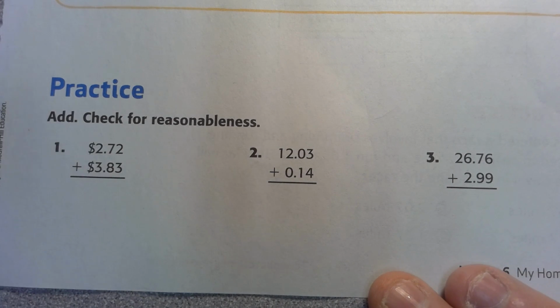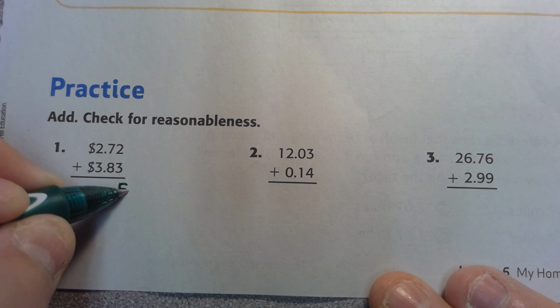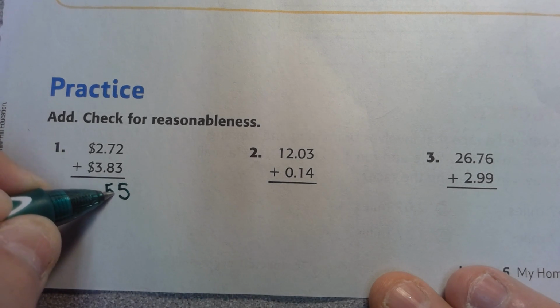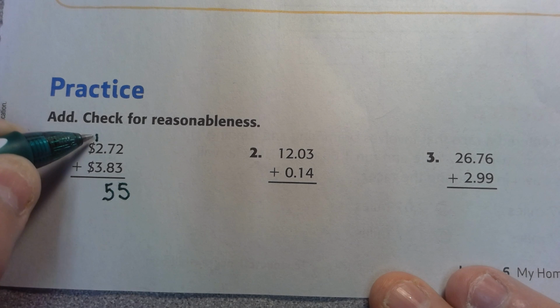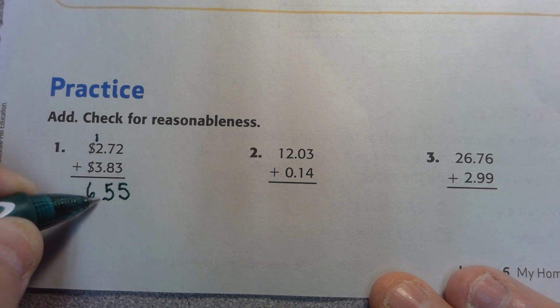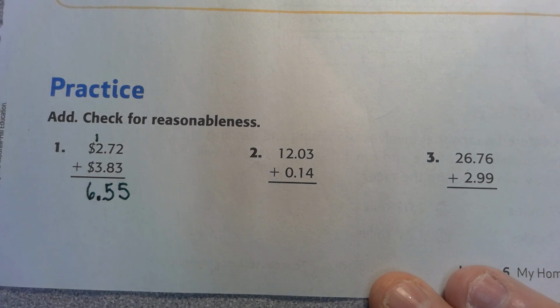What is 2 plus 3? What is 7 plus 8? 15. Put the 5 there. 6. Now where's my decimal go? Right after 6. Straight down, right? Straight down.